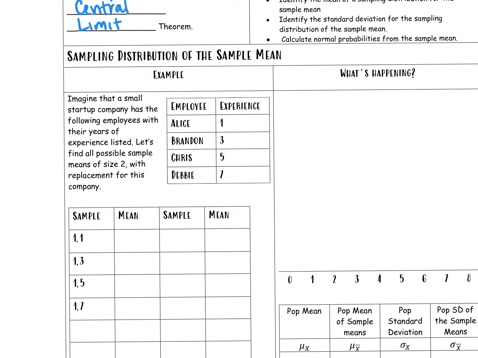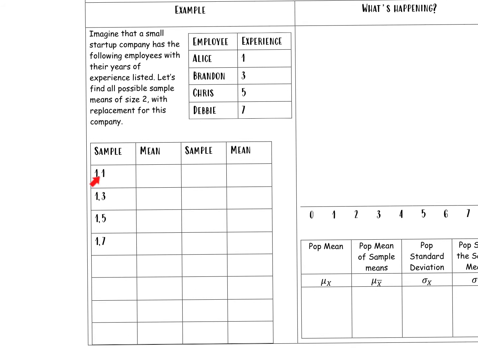I've already started this by saying, well, the first person I drew out was Alice, who had 1 year of experience. Put her back in, shook the bag up really well, drew it out again. It was Alice again. So if I find the mean for that, the mean would be 1 plus 1 divided by 2. 1 plus 1 is 2, divided by 2 is just 1.